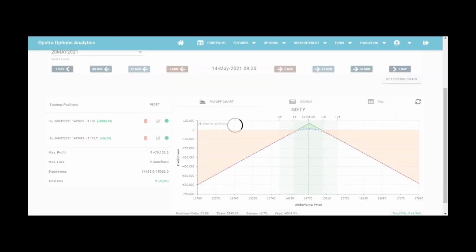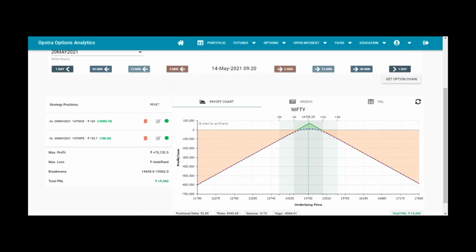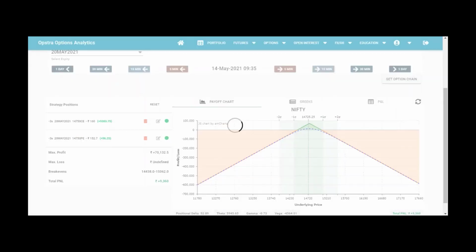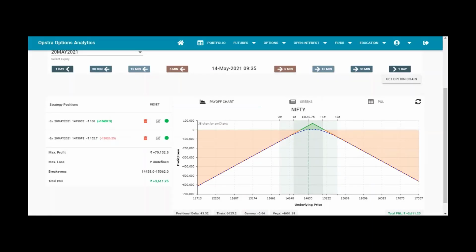Let me go to the next day. Once the market opened, we are in the profit of 9,360. So let me go 15 minutes ahead. Our profit is 10,000. Okay, so if you see here, 15 minutes before, we are in the profit of 9,316, which is very near to our profit 10,000, right? So what happened after 15 minutes? We are in the profit of 3,600 rupees.